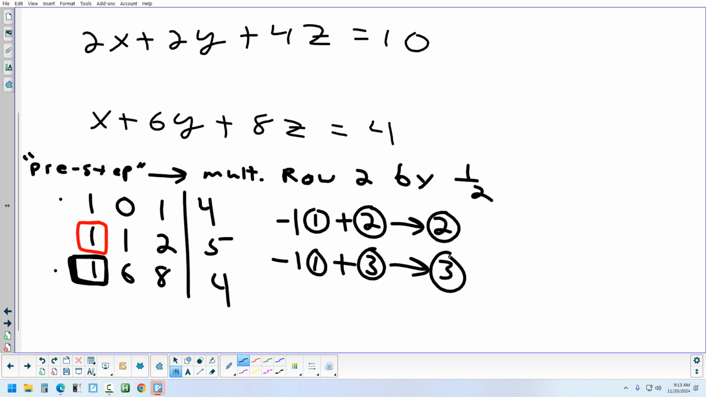Okay, so let's do those 2 things. Which row is not changing? Row 1. Once you get the 1 in the upper left, row 1 can never change for the rest of the problem. If you change it, you're going to mess things up. So copy row 1 down. 1, 0, 1, 4.